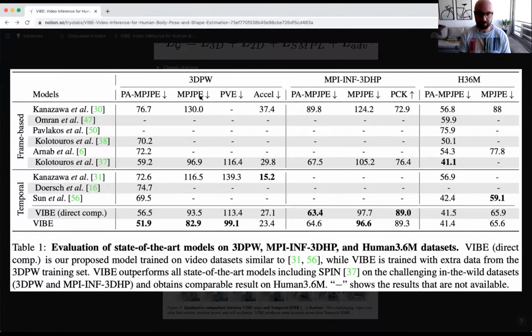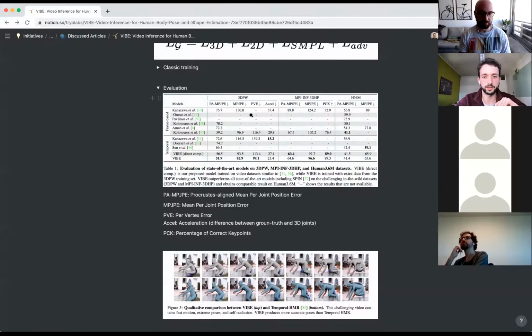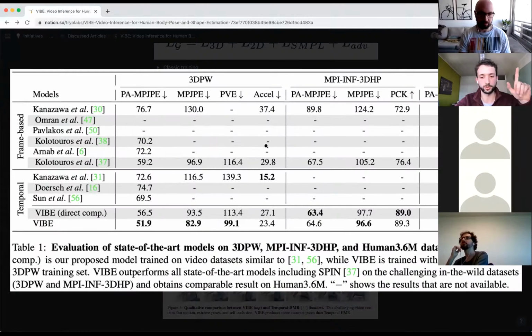Then we have the common mean per joint position error. This is per vertex error, so when you have the body mesh. Then the acceleration, and this is a cool one. Here, the acceleration measures where the joints should be in the motion. So most previous work was really bad when using.